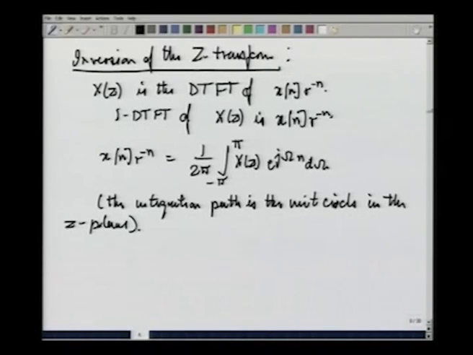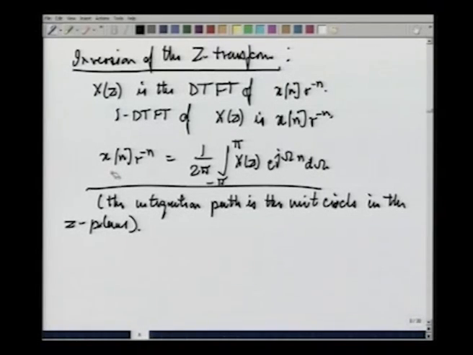Fine, because on the unit circle we do know that this converges for whatever value of r to the n, this does converge. It is only when that is the case that this entire expression is meaningful.